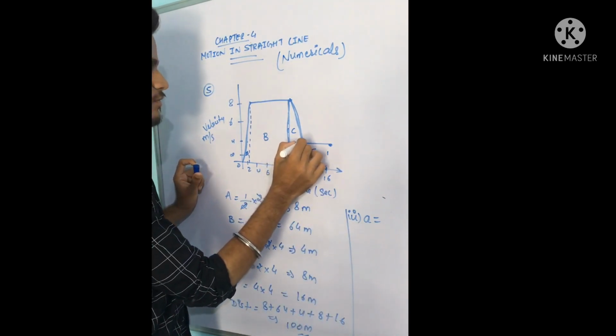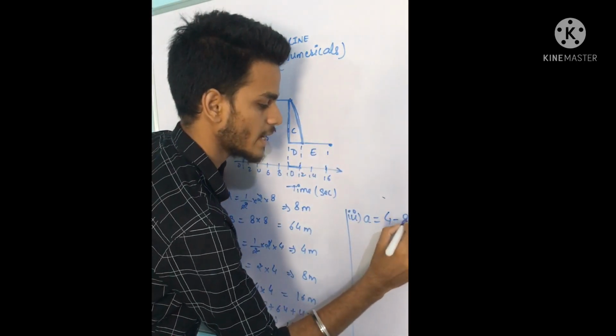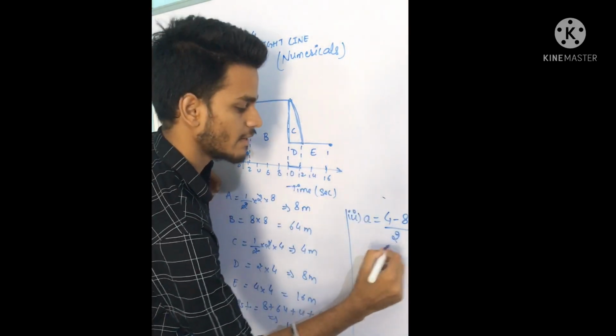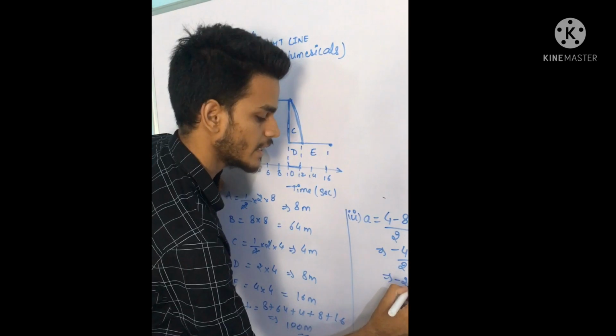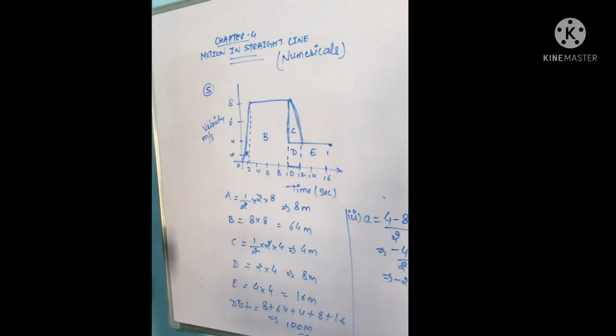Here final velocity is 4 and initial velocity is 8. So we write it as 4 minus 8 upon the time taken. Time is 2 seconds. So we get minus 4 upon 2, which is equal to minus 2 meter per second square. Is it clear? Okay.